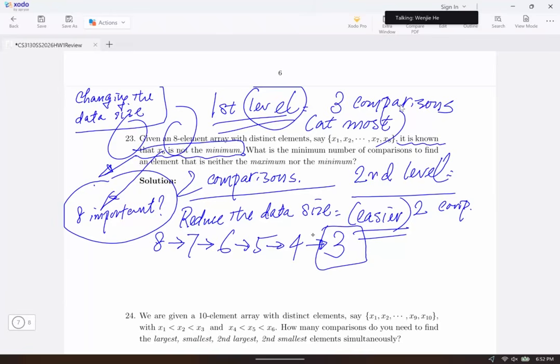So the question does not make sense if you reduce the size further, because other than the maximum and the minimum, you have nothing left. In order to make the whole question meaningful, you need at least size 3.